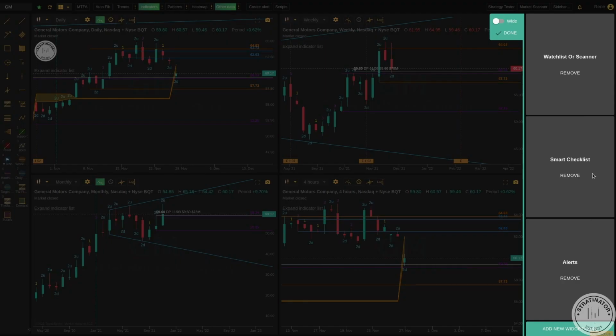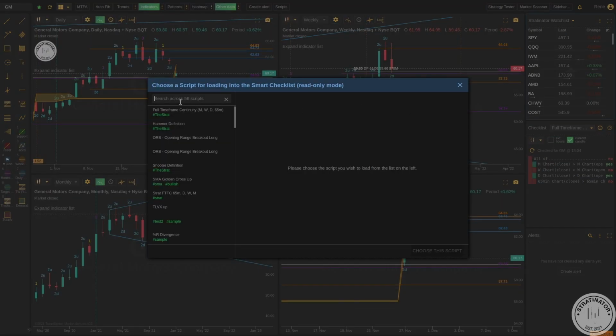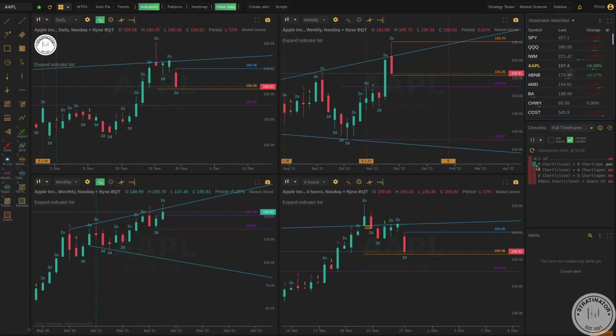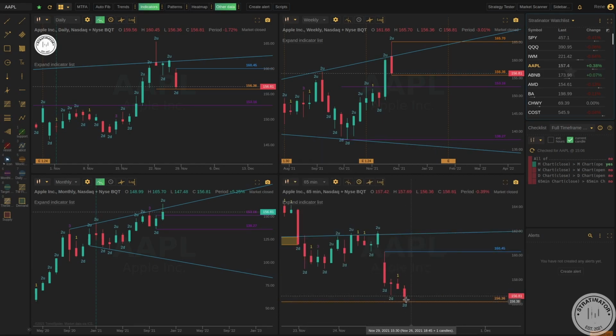In the middle section, I have a smart checklist widget enabled, and this smart checklist uses the full time frame continuity scanner. That is a default scanner from TrendSpider that shows the full time frame continuity of a stock you're currently watching: monthly, weekly, daily, and the 65 minute chart. You can also use the 1 hour chart for swings. Monthly, weekly, and daily is what I'm looking for. So for example, if you look at Apple, the month is green, they are red on the week, red on the day, and also red on the 65, which I don't have open, but if you switch to a different time frame, you see the last candle was also red.